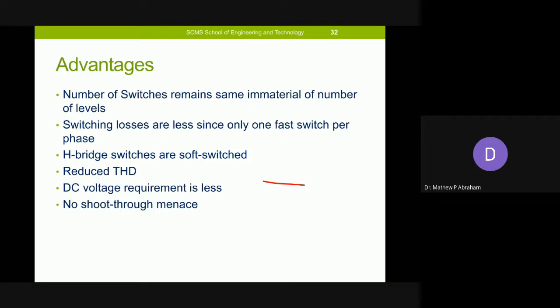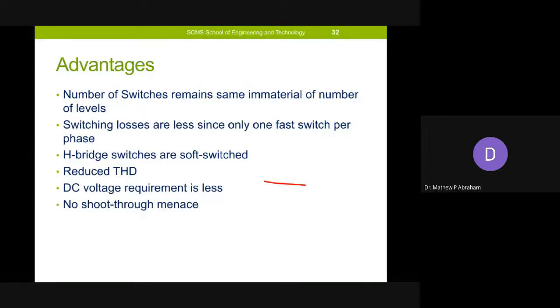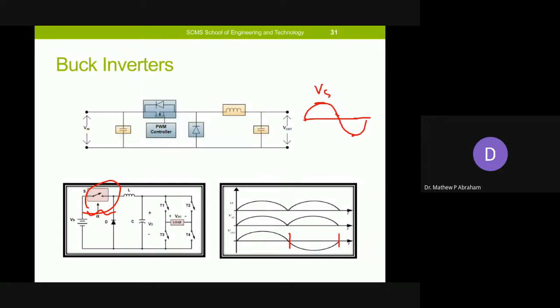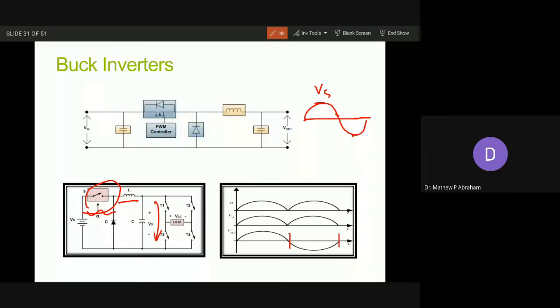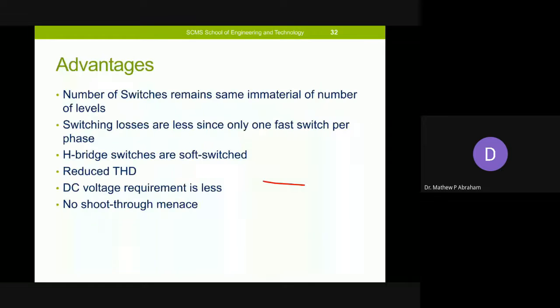And there is no shoot-through menace because all the H bridges are inverted or operated, and before these legs comes an inductor, right? This inductor prevents any shoot-through current through it. So even if you don't provide a dead band in our switching pulses, nothing is going to happen here. So there is no shoot-through menace in this case.